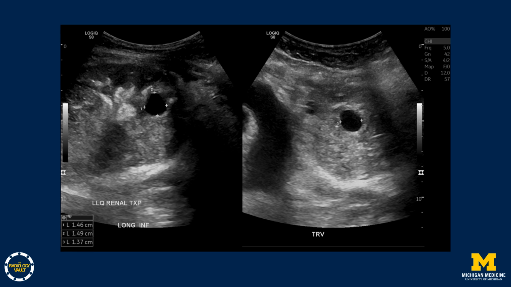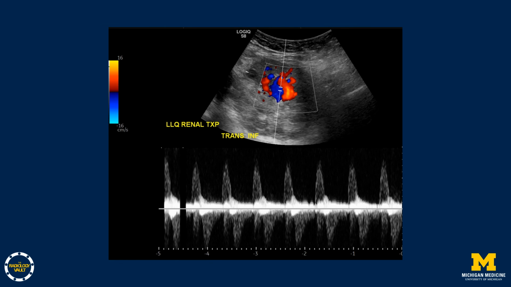On this grayscale image, we see what looks like a 1.5 cm simple cyst in this left lower quadrant renal transplant. However, spectral Doppler of this structure demonstrates to and fro flow both above and below the baseline, with color Doppler demonstrating the swirling yin-yang sign, confirming that this is in fact a pseudoaneurysm.